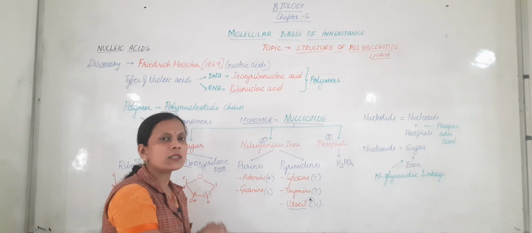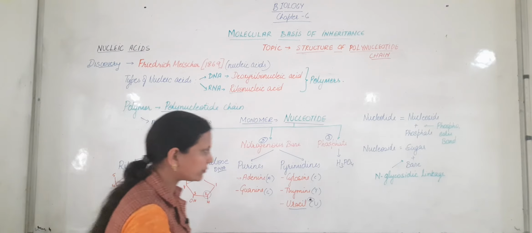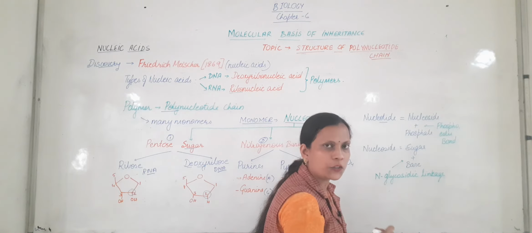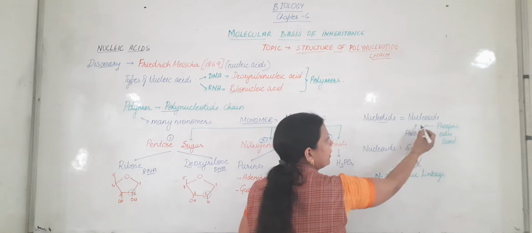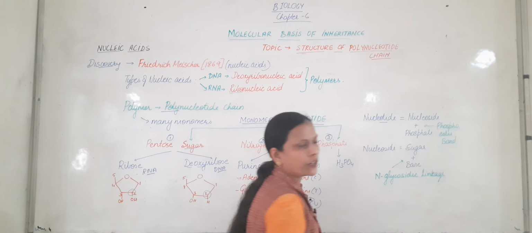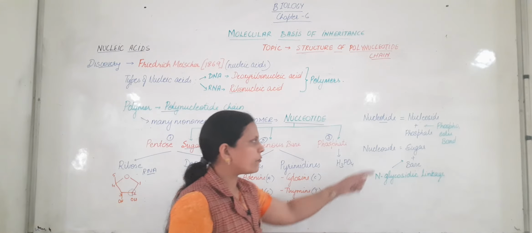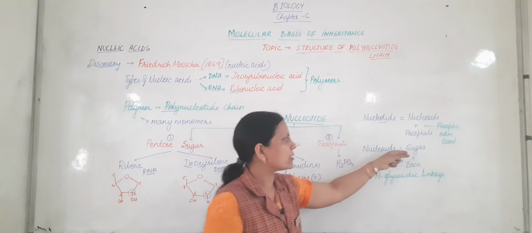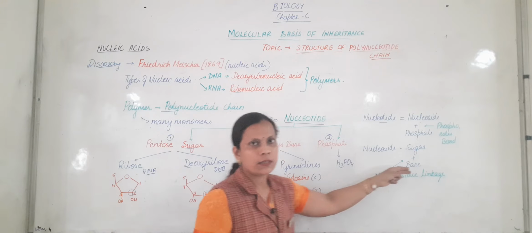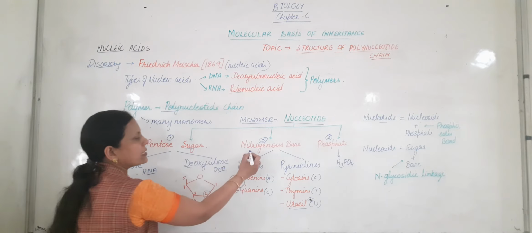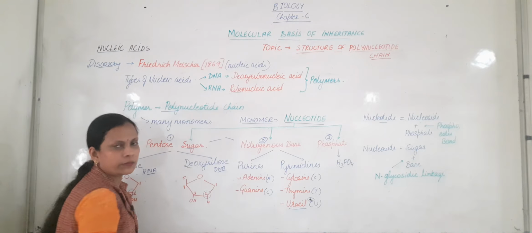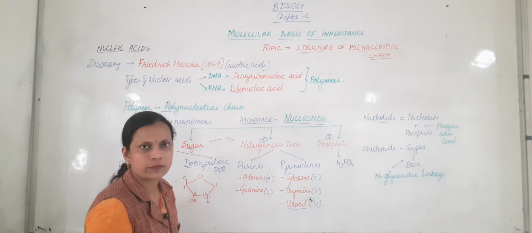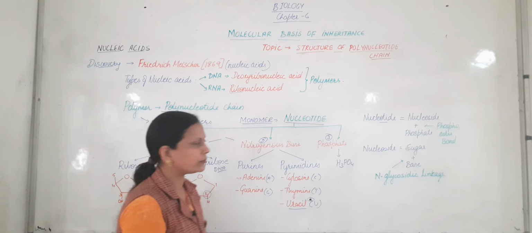Now, we see how these components are bonded together. We say a monomer unit is a nucleotide. A nucleotide is formed of a nucleoside plus a phosphate group. A phosphate and a nucleoside. Then what is a nucleoside? Nucleoside is a sugar and base. When sugar and base combines, it forms a nucleoside. And when this nucleoside combines with a phosphate, it forms a nucleotide. So, this is a simple bonding.